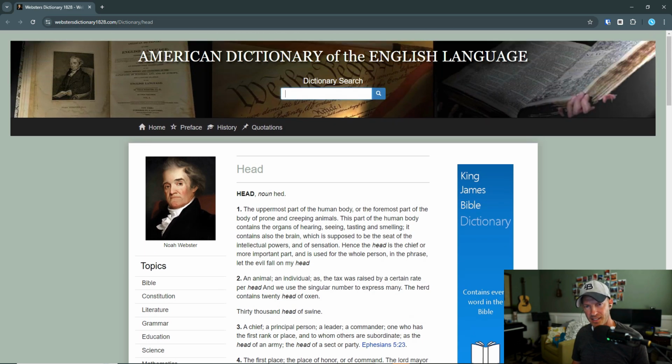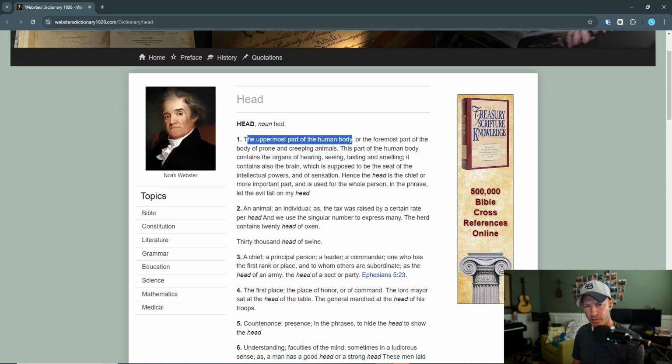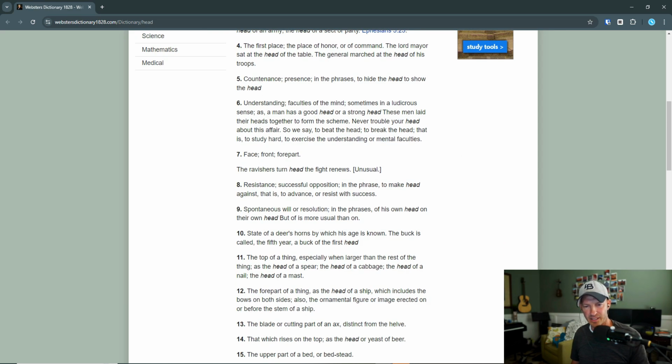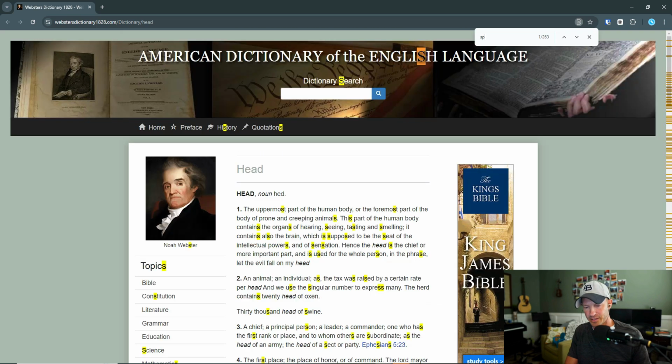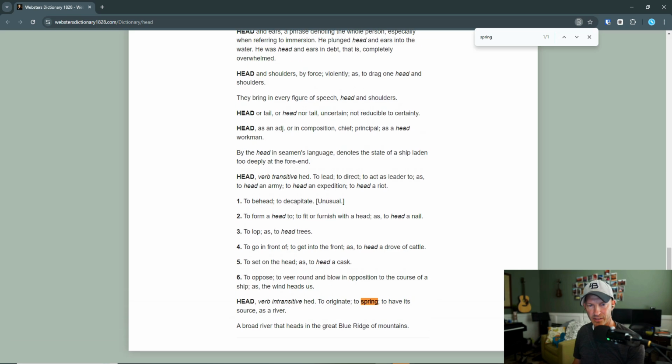This is the 1828 dictionary, so this is the most widely used way of speaking in that time period. Right? We can just use this to know how they would have thought of the word head, how Joseph Smith would have thought of the word head, the uppermost part of the human body. But when it's talking about a river, what is that one down here? Just look for spring and you'll see these definitions that I already gave you if you don't believe me, right? To originate, to spring, to have its source as in a river, right?